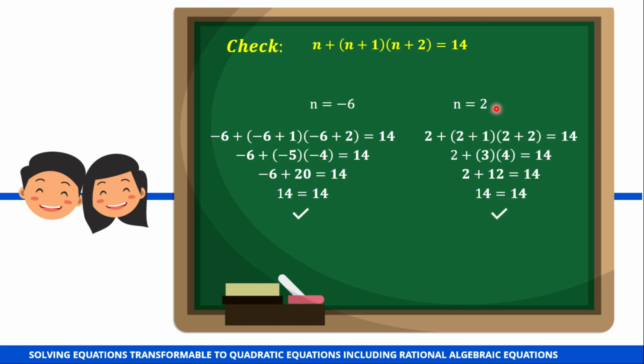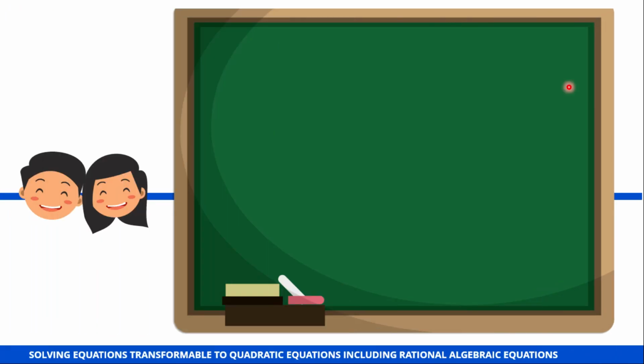Again, valid din yung ating nakuhang value ng n, which is 2. Meaning, we have two solutions. We have negative 6 or positive 2. Now, let's proceed to our second example.